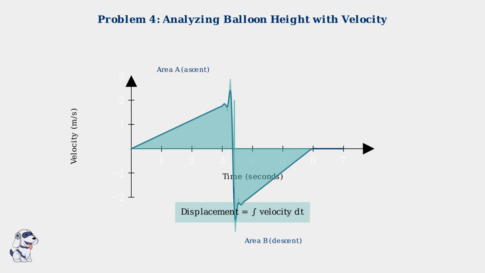Displacement equals the integral of velocity with respect to time. Positive velocity means upward movement, negative means downward. The net displacement from time 0 to 7 is the total area under the curve. Since area A is larger than area B, the net displacement is positive. Because the net displacement is positive, the balloon ends up higher than it started. It never drops below its initial height. The answer is no.